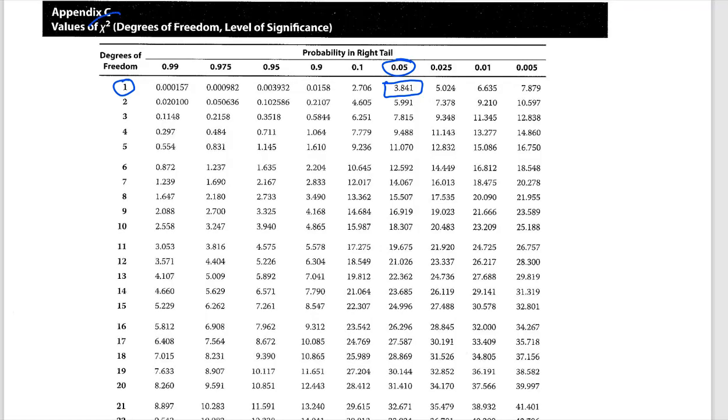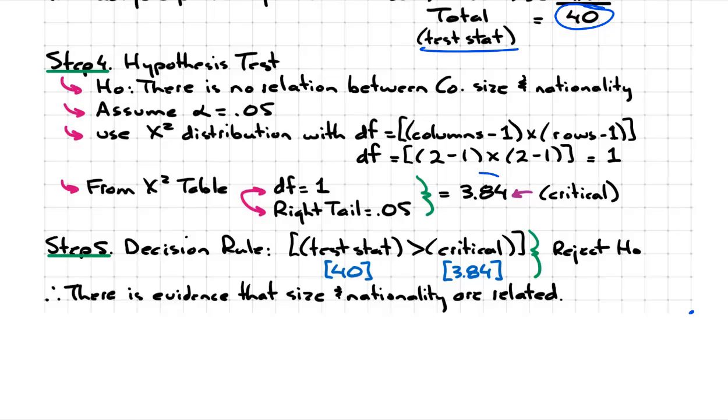And here we are, looking at the chi table. Remember the degrees of freedom was 1, and the probability in the right tail area is 0.05. So when we triangulate the degrees of freedom with the right tail area, we get a critical value of 3.841. So that's where this number came from.